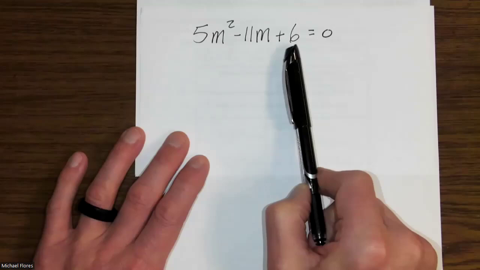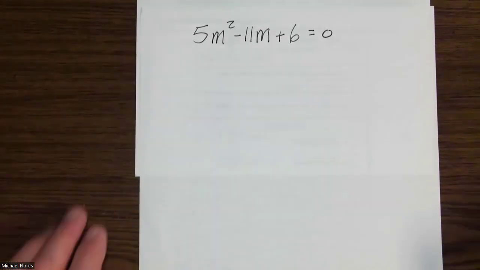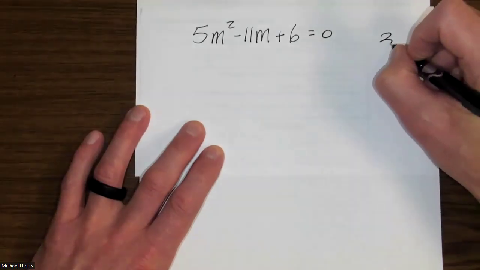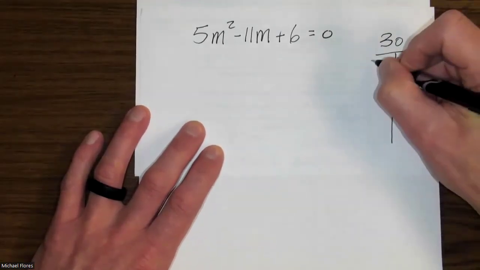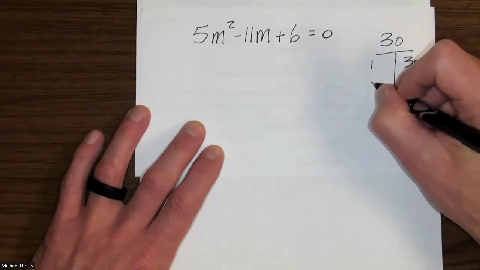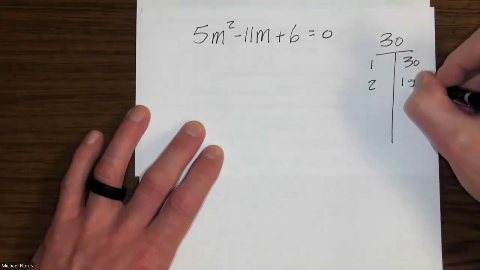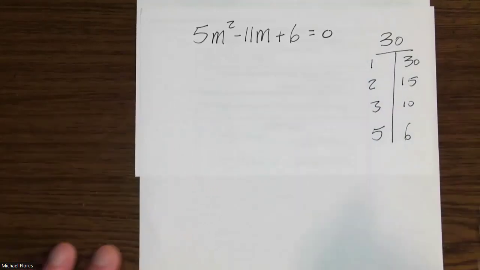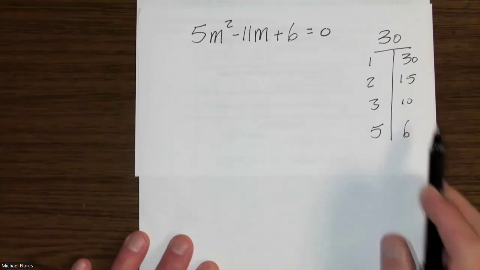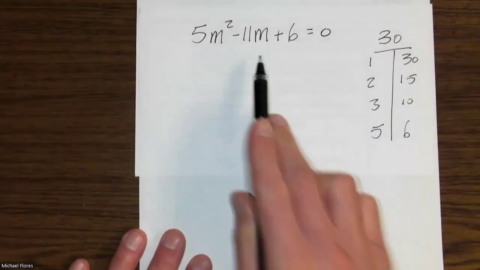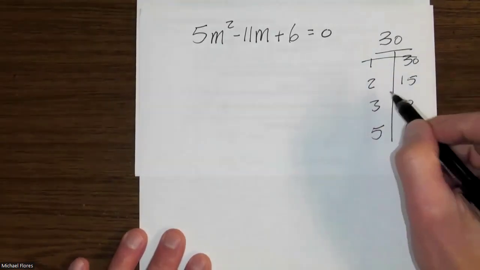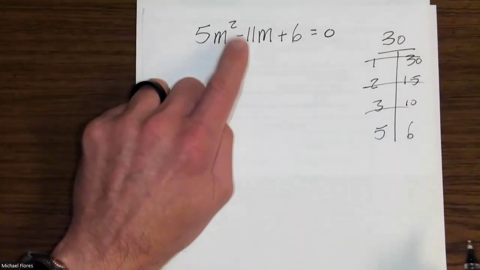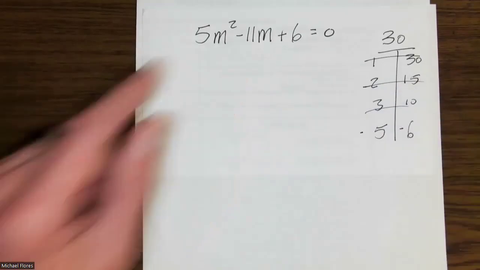Number in front, number in back. More technically, it's a times c. 5 times 6, positive 30. That number on top is positive, which means your factors have to add to get the middle term here. It also means your signs are going to be exactly the same. In this case, both minus, minus, minus.